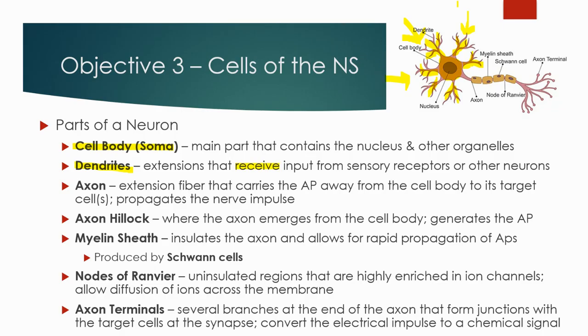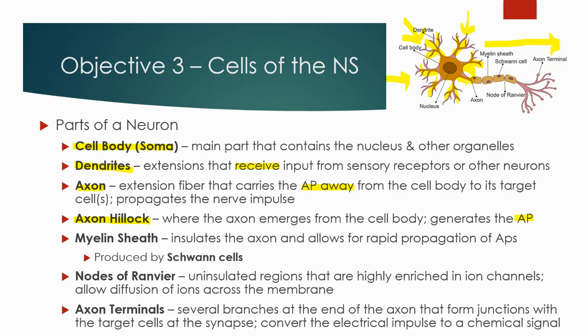Then you can see that the cell body extends out into this tail-like structure that we call the axon. The axon is responsible for carrying that message away from the cell body. It moves that action potential along. Now, in this area, which is not labeled on the diagram, where the cell body meets the axon, we call that the axon hillock, and that's where the action potential is generated. We'll look at that in more detail when we get to our information about action potentials.